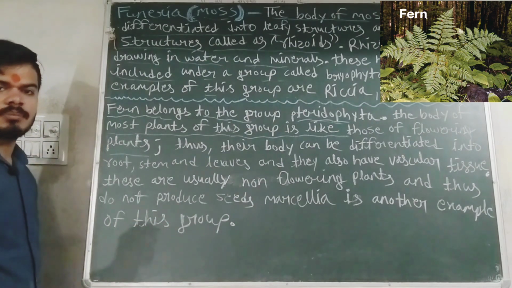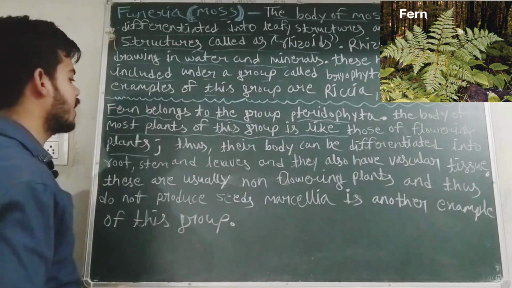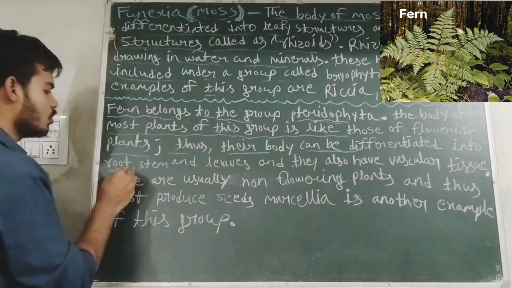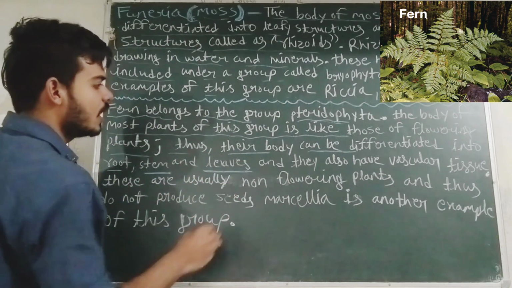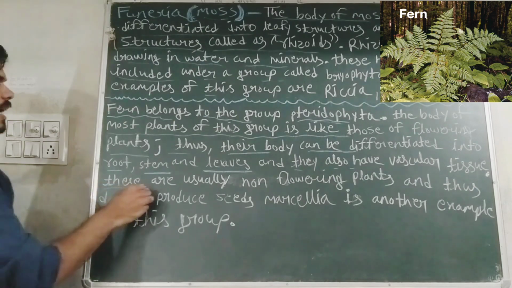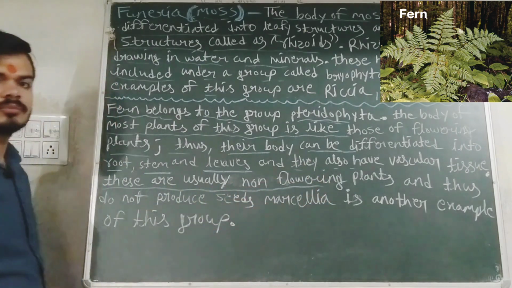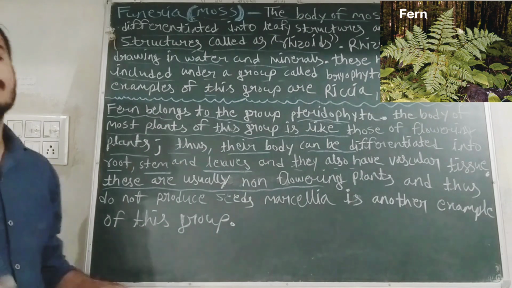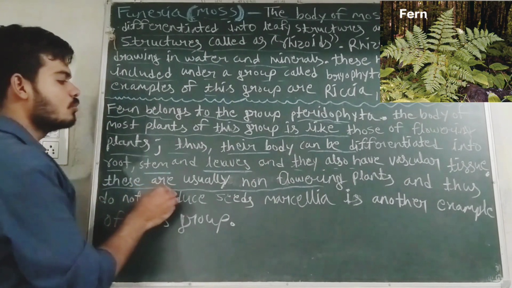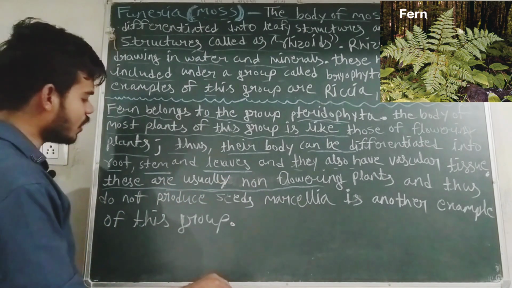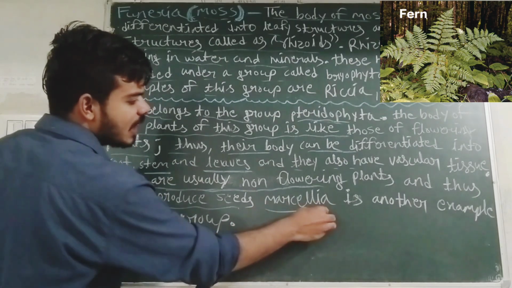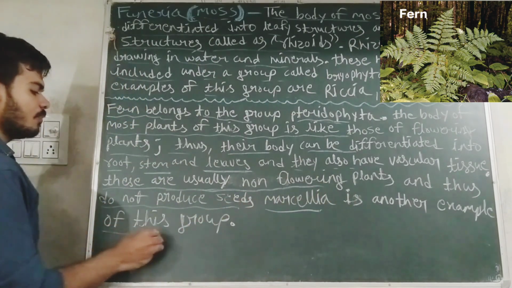Plants have two types, flowering plants and non-flowering plants. Thus, their body can be differentiated into root, stem and leaves. And they also have vascular tissue. These are usually non-flowering. Vascular tissue is also the example of kingdom plant. But these usually non-flowering plants do not produce seeds. Marsilea is another example of this group.